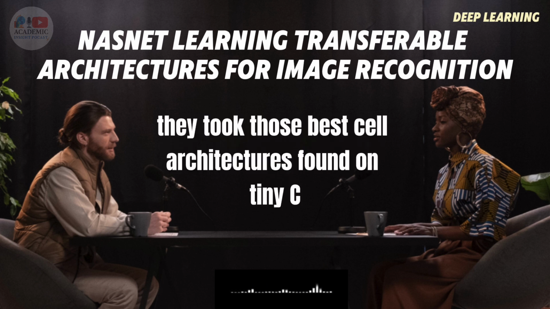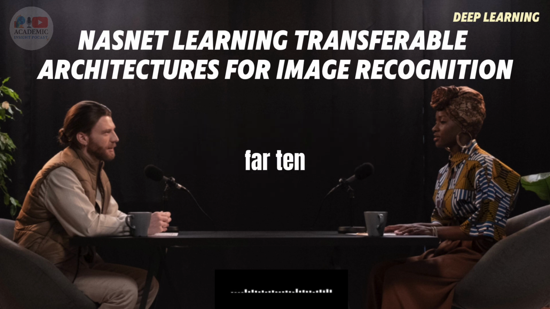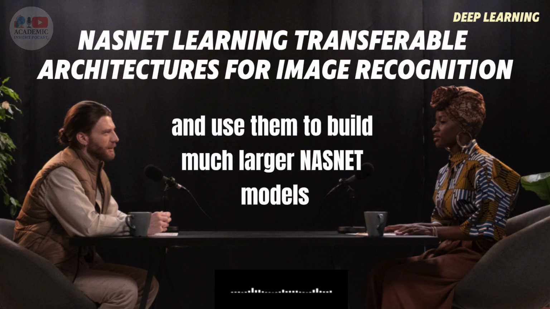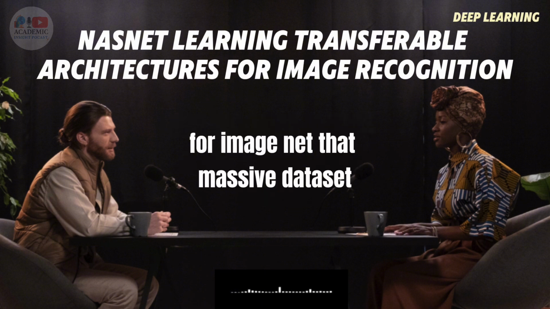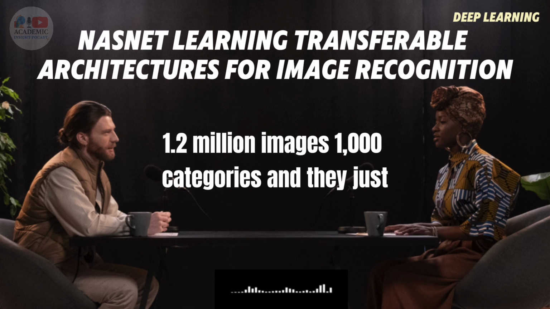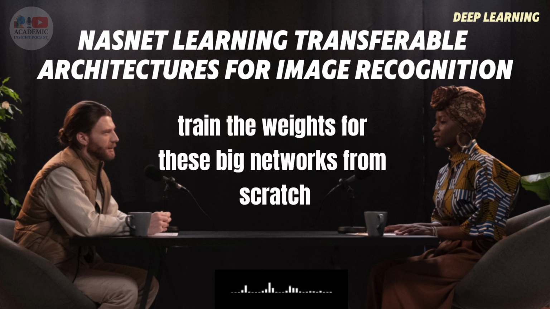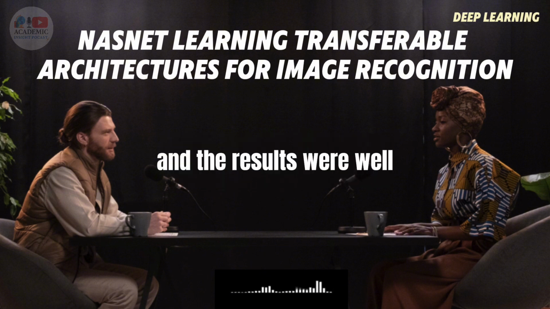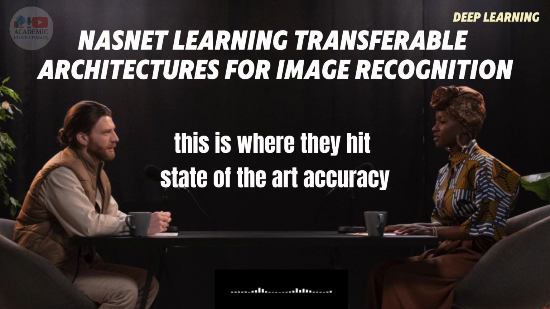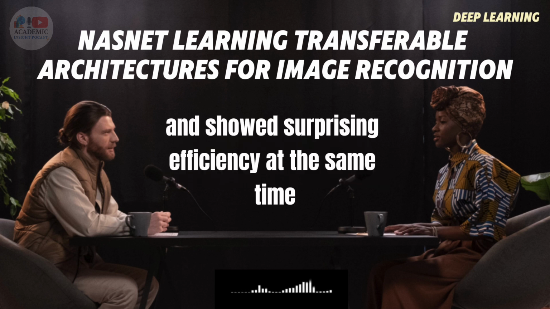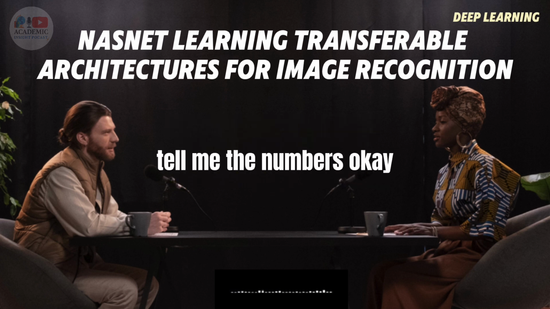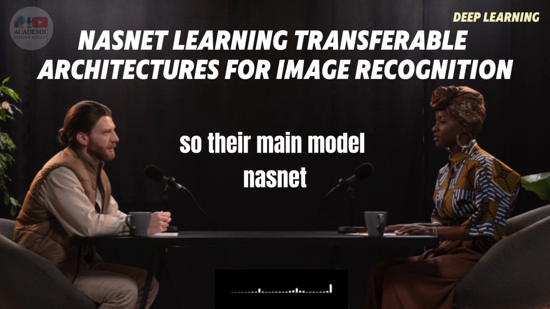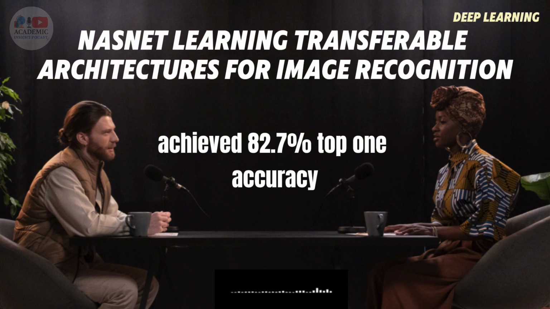They took those best cell architectures found on tiny CIFAR-10 and used them to build much larger NASNet models for ImageNet. That massive data set, 1.2 million images, 1,000 categories. And they just trained the weights for these big networks from scratch using the cell structure found on CIFAR. Exactly. And the results were remarkable. This is where they hit state-of-the-art accuracy and showed surprising efficiency at the same time. Tell me the numbers. Okay, so their main model, NASNet, achieved 82.7% top 1 accuracy.